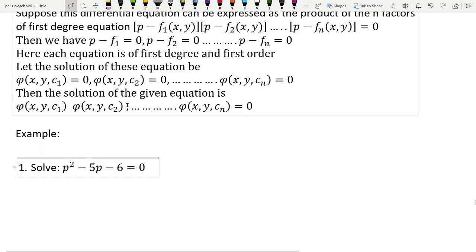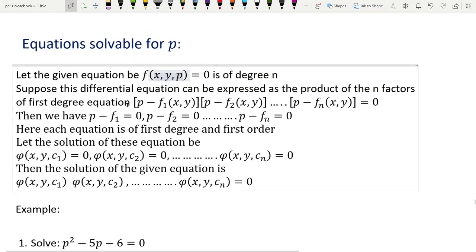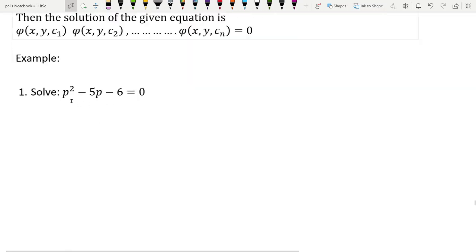Yes, you see one such equation. Solve p square minus 5p minus 6 is equal to 0. It is a function of p, purely a function of p. If it is a function of p, x and y, then it belongs to the equation solvable for p category. It can be a function of x, y, p, or a function of p alone. So you take x to the power of 0 and y to the power of 0. p square minus 5p minus 6 is equal to 0.